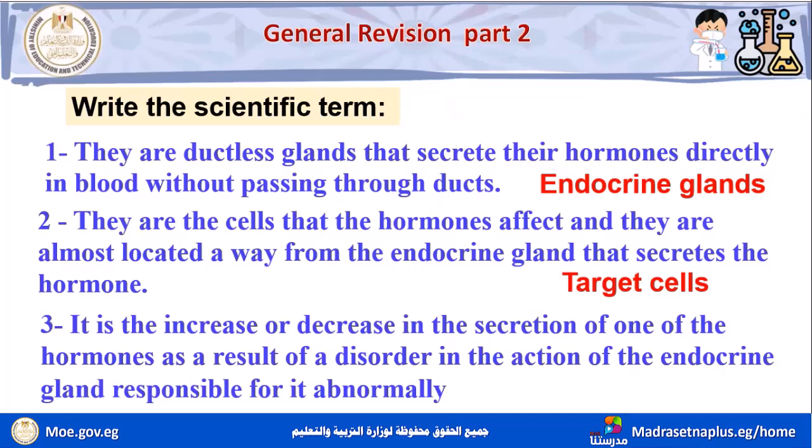Question number 3. It is the increase or decrease in the secretion of one of the hormones as a result of a disorder in the action of the endocrine gland responsible for it. Abnormal hormone disorder.